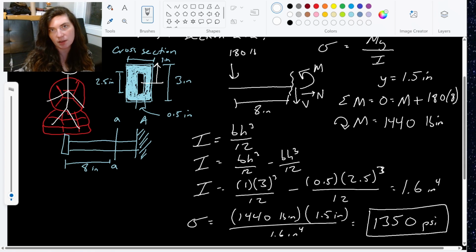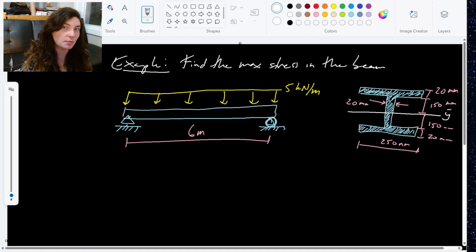Let's take a look at another example. So here we've got something a little bit more complicated. We want to find the max stress in the beam still, but now we have this simply supported beam that has a distributed load on it, and we have a cross-section that's an I-beam, right? It's not a nice rectangle that we can just use our little BH cubed over 12 formula on. So we're going to have to do some extra steps with this one.